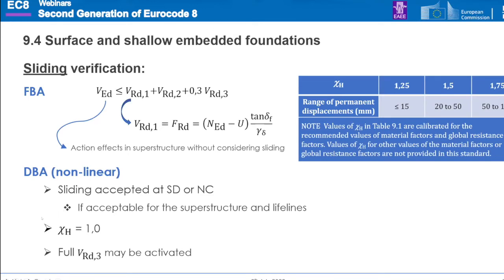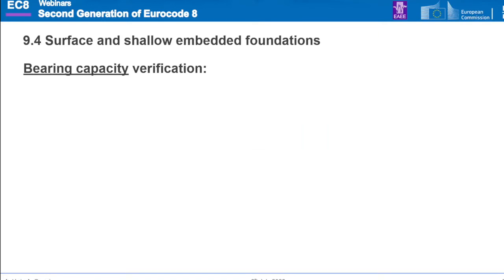In the displacement-based approach, we are computing directly the displacements, and so the key H factor is equal to 1, and the full passive resistance at the vertical sides may be activated. So it will depend on the amount of sliding that we have, and so we are not limited to this 30% value which is used in the force-based approach.